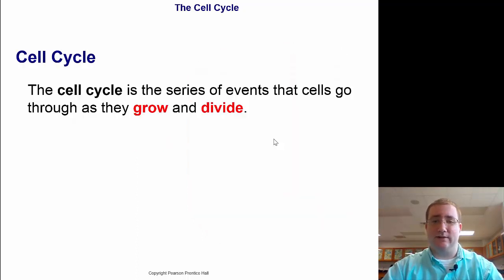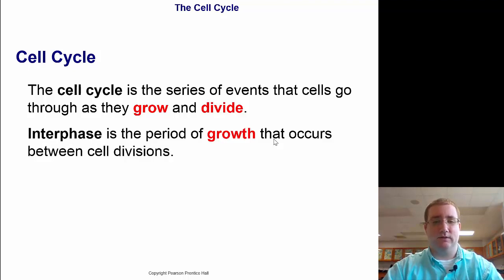Now into a little bit about the cell cycle. So the cell cycle is the series of events that the cell goes through. The cell cycle basically is the entire life cycle of a cell. So it's the entire growth phase, the active living phase, and then eventually if it gets too large, it's going to go through and actually create two new cells. So it's going to go through a cell division.